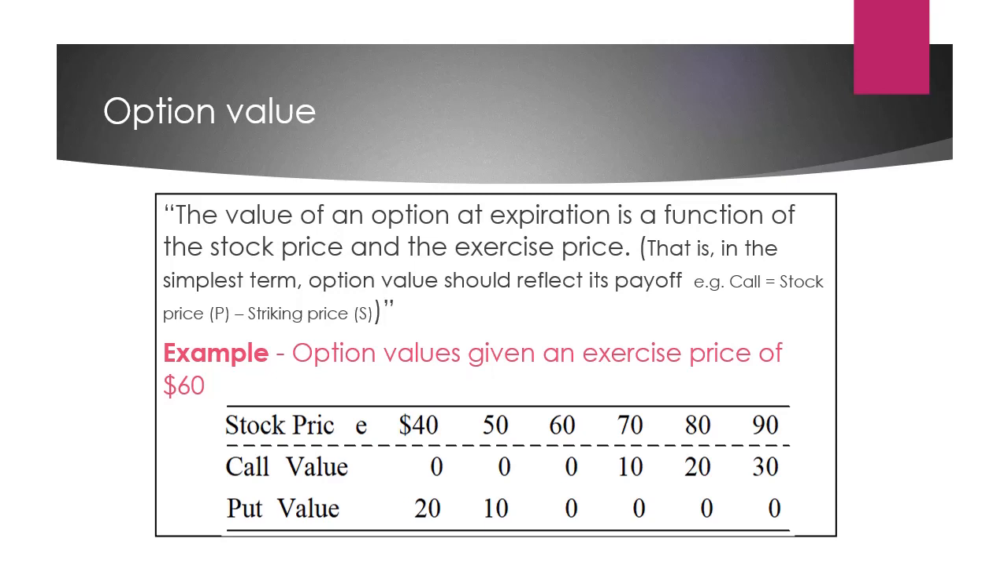However, the put option is available when the stock price is less than the exercise price. And so when the stock price is $40, which is $20 less than the exercise price, the put value is $20. When the stock price is $50, the put value becomes $10. The visual explanation of this example will be seen in the next two slides, when we show you the diagram of these payoffs for both the call option and the put option.